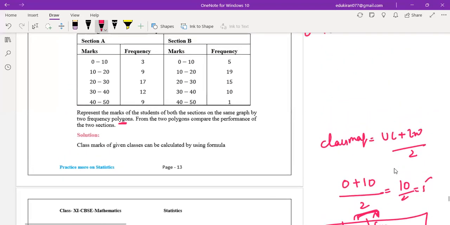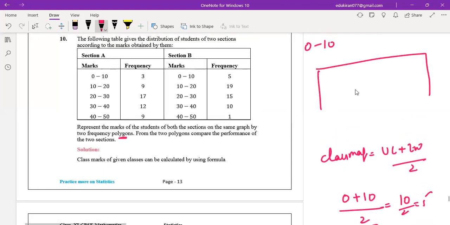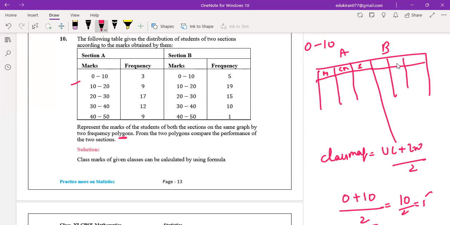Where should I write the class mark? See, this will be your table. This is the question, right? First of all, you will divide it into two parts because you have section A and section B. This is A, this is B. Over here, 3 columns. Here also, 3 columns. The first one will be the marks, which is already given. Then the next one will be the class mark, using the formula. And then it will be the frequency. Similarly here, marks, class marks, and frequency.